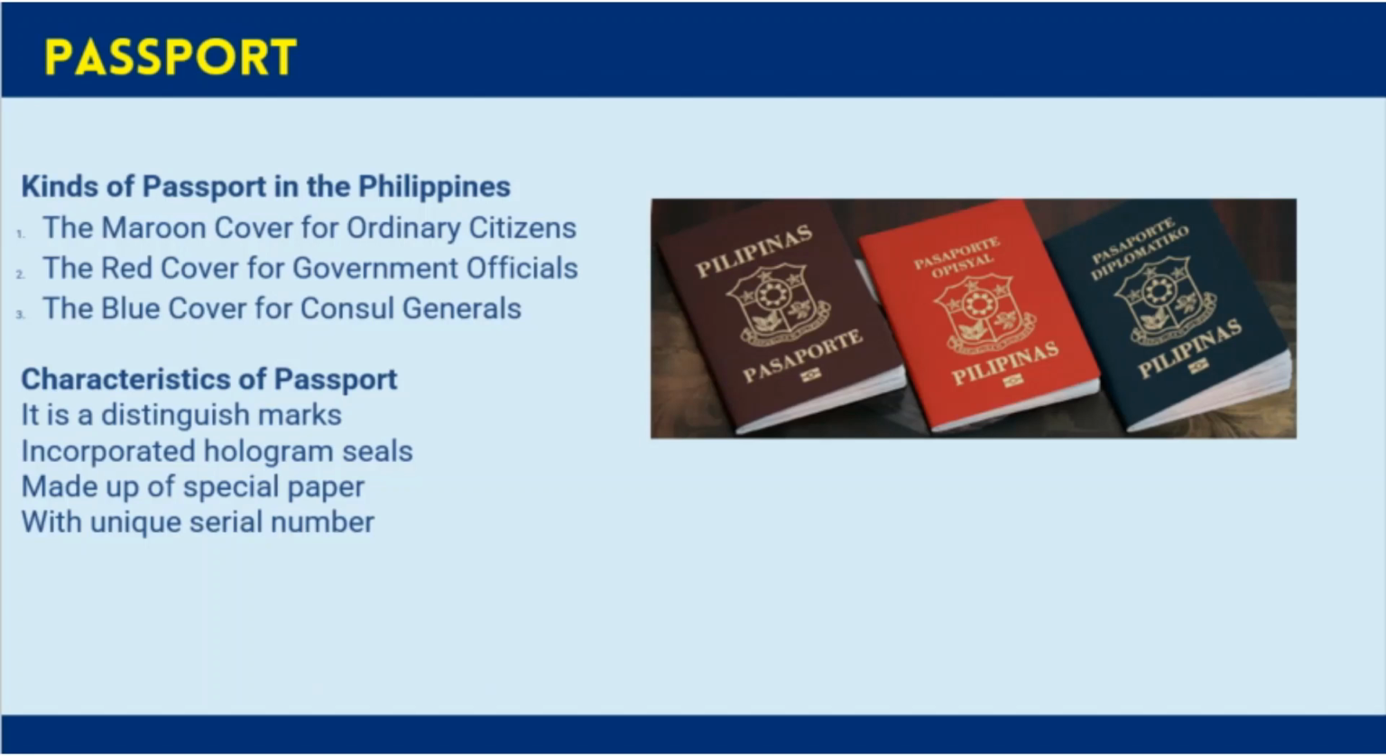Start with the passport. So there are three kinds of passport in the Philippines. So we have the maroon cover, red cover, and blue cover. The characteristics of a passport: it has distinguished marks, incorporated hologram seals, and is made up of special paper with a unique serial number.